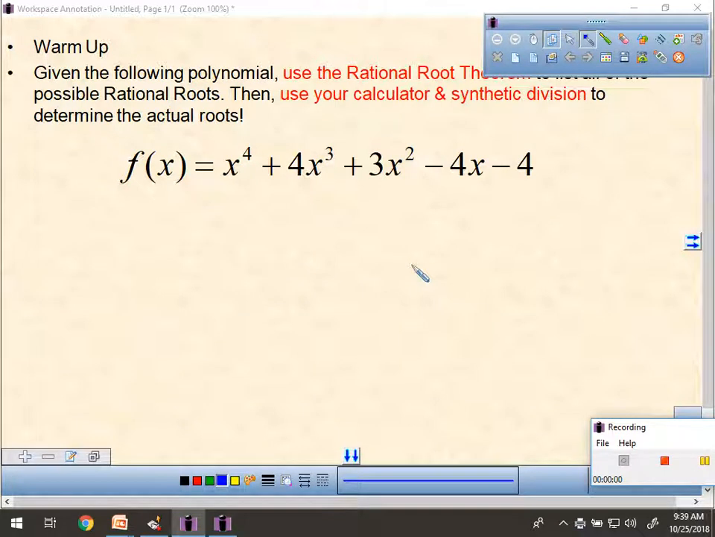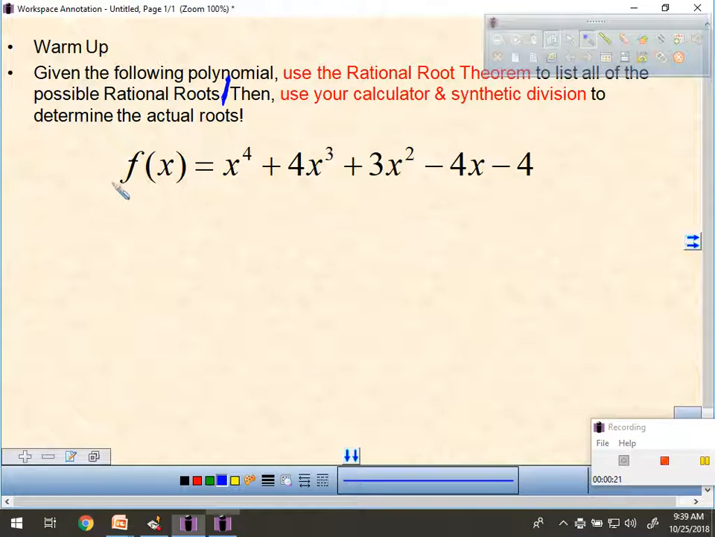Alright guys, for your warm-up for today, hopefully you have written it down, and again, I'm making this video so you can go back and reference it. For this problem, it says, given the following polynomial, use the rational root theorem to list all the possible rational roots. I'm going to stop right there because that is reviewing what we did yesterday.